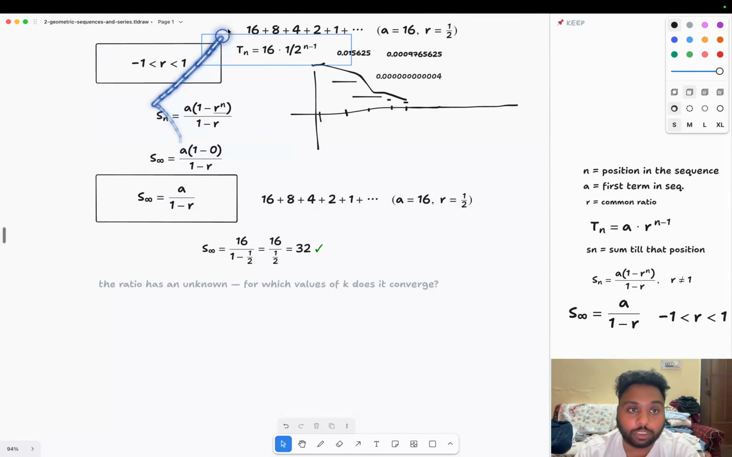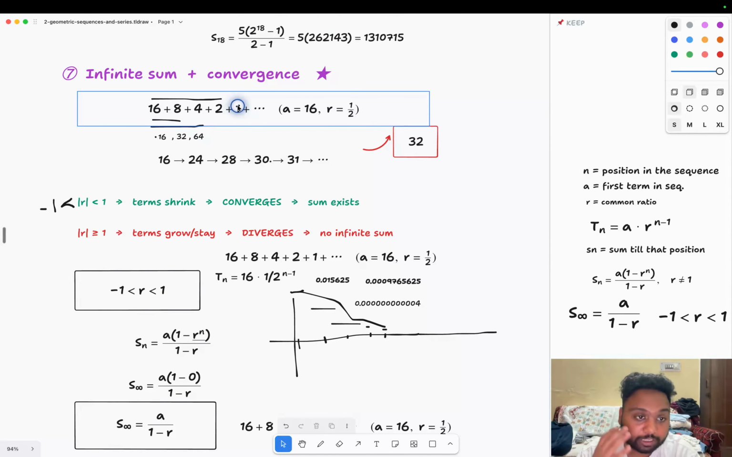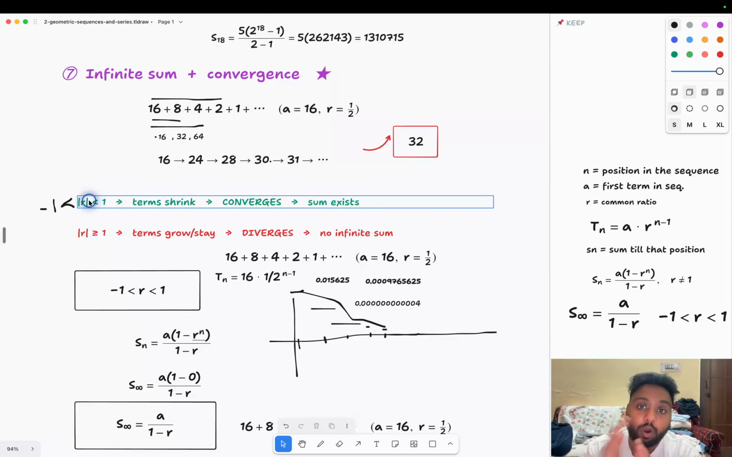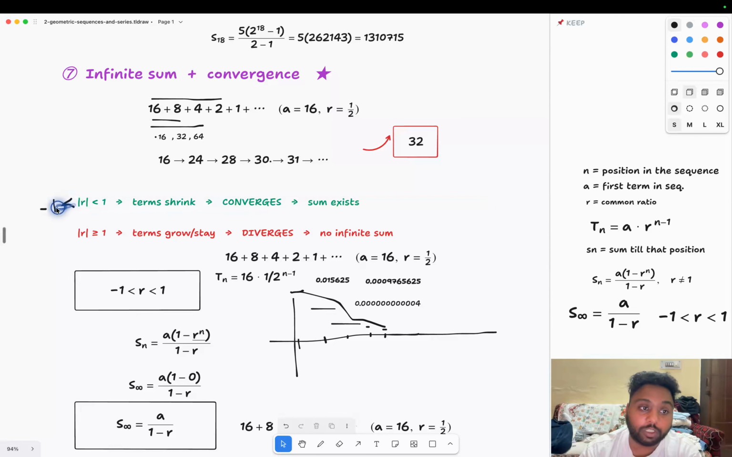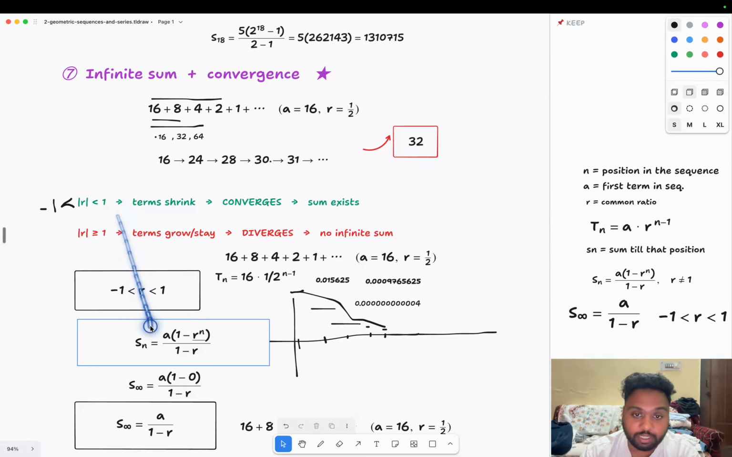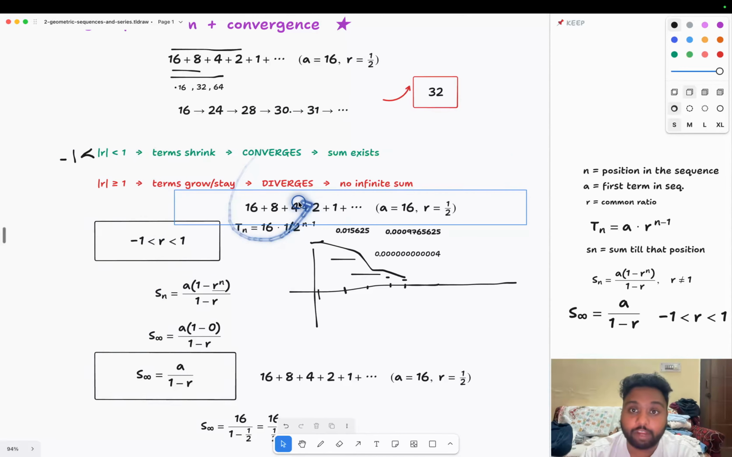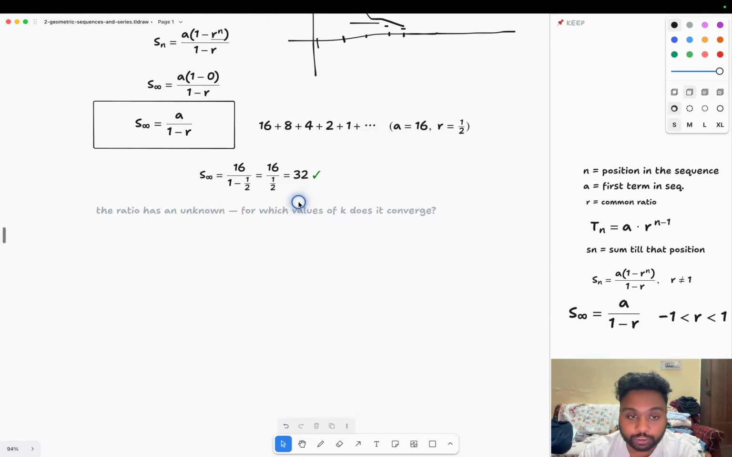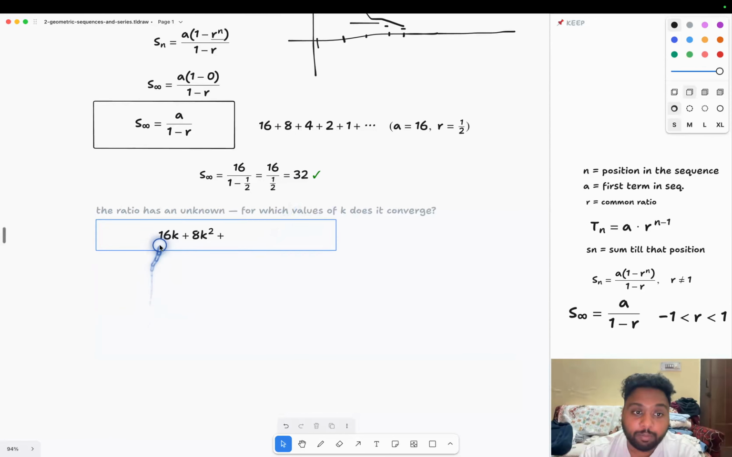Using the S of infinity and the concept we learned here, that the sum of a series converges to a finite number when the R value is between -1 and 1. This is the formula that we just derived, proved, and saw visually. The questions that we can have in the exam are, it will be given to us that this is a geometric series, and it will be asked of us: for what values of k does it converge? That means a finite sum exists for this series. What values of k will get me to a finite sum?